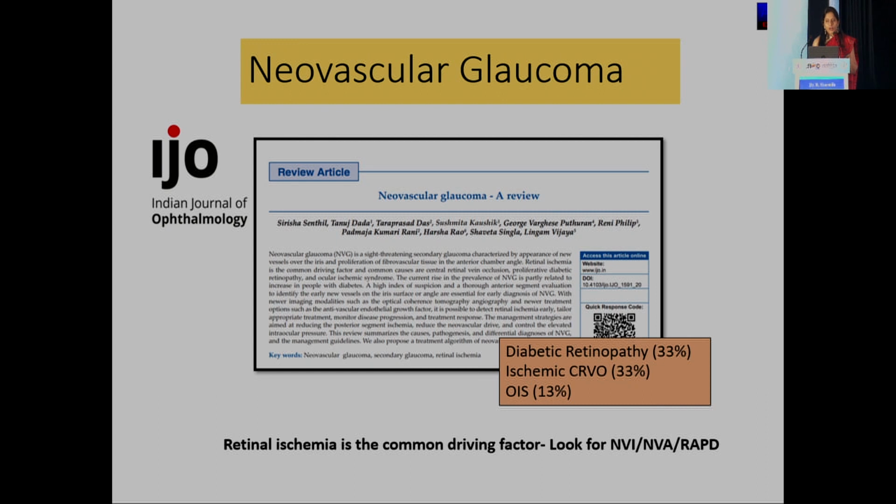So neovascular glaucoma, we all know. I'm going to be just talking about a few common conditions and how you evaluate them. Neovascular glaucoma, we all know, is a very, very common presentation, and this is basically because of ischemia. So whenever there is ischemia, we have to look very carefully for neovascularization in the angle, in the iris, and also look for the relative afferent pupillary defect.